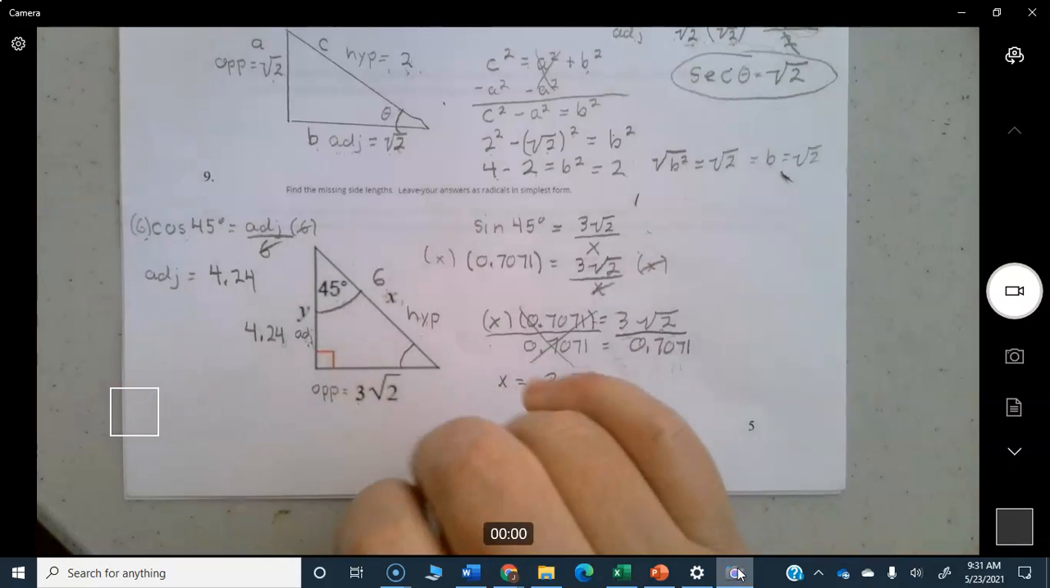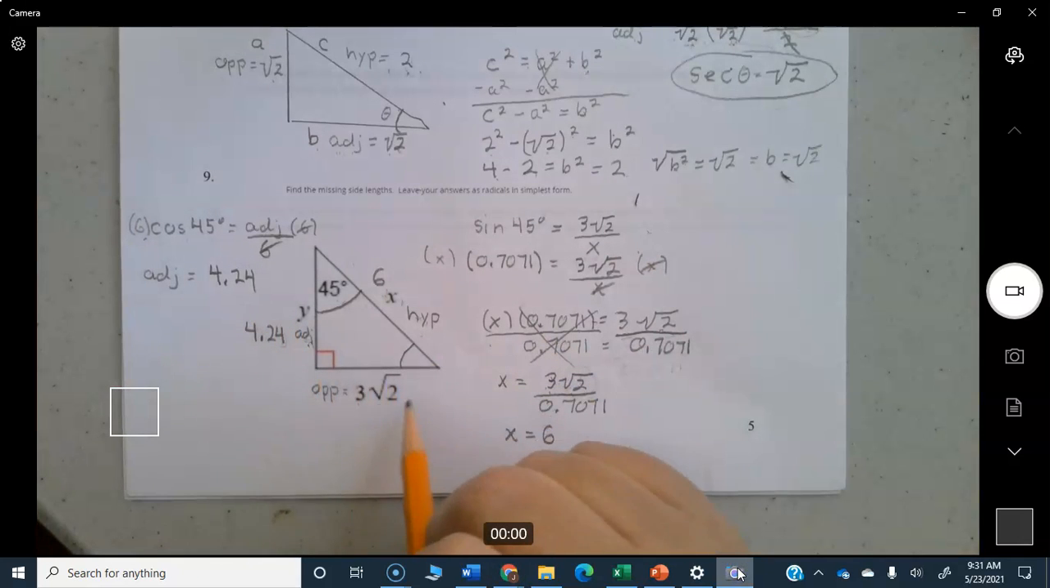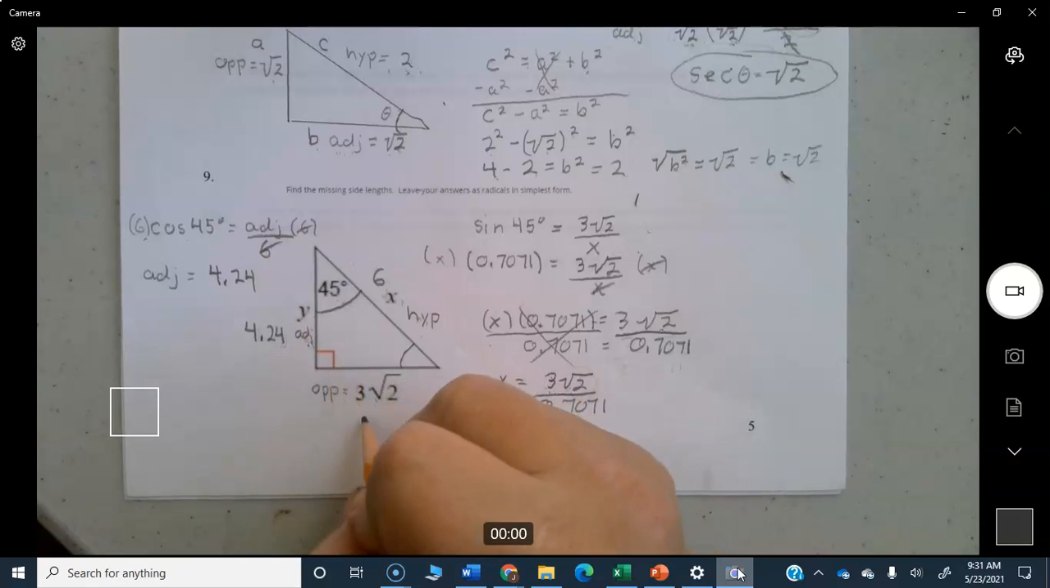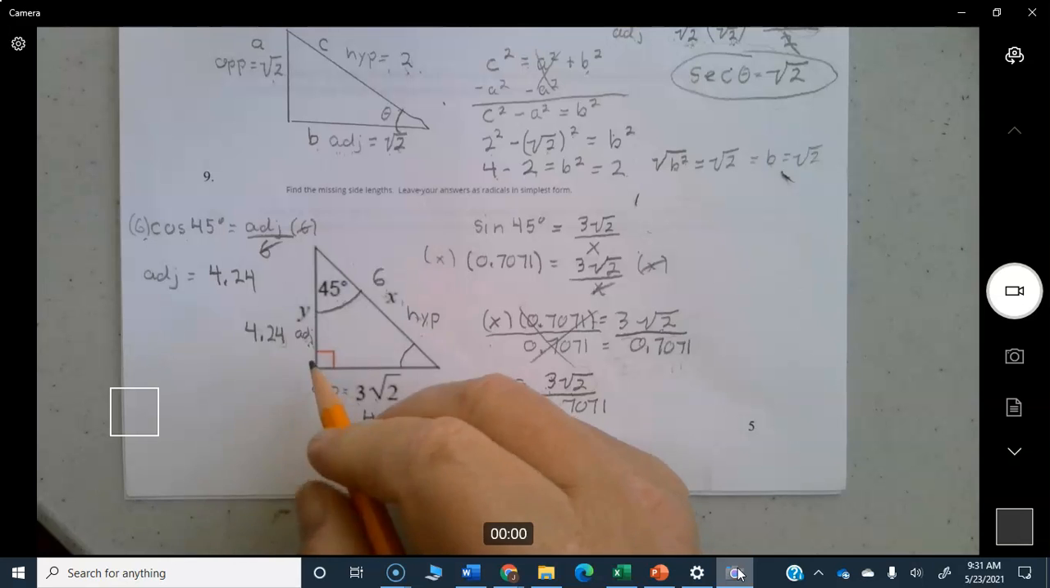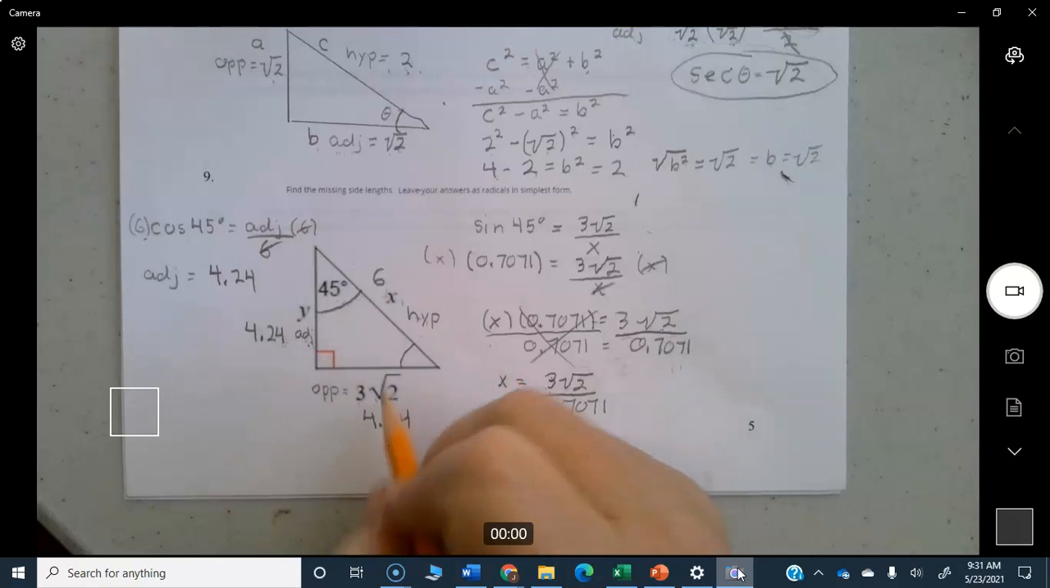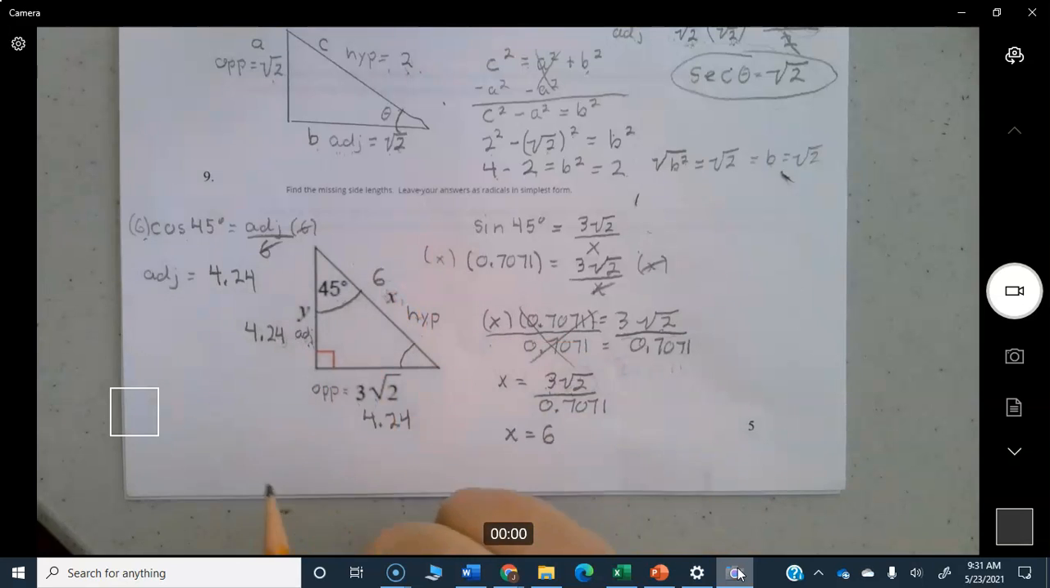Now I'm going to tell you something. Your calculator doesn't work in numbers like this with roots. It works in decimals. But if you do the math on this, this is also 4.24. Okay, if you square this and then square this and add those two together, you'll get this squared. All right, so that's what a 45-degree angle is.